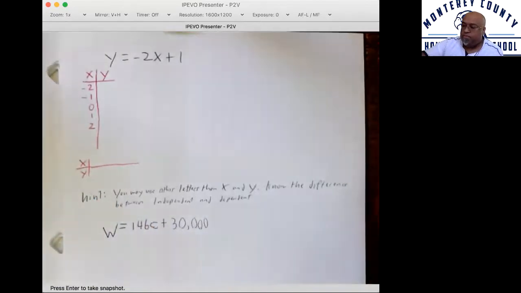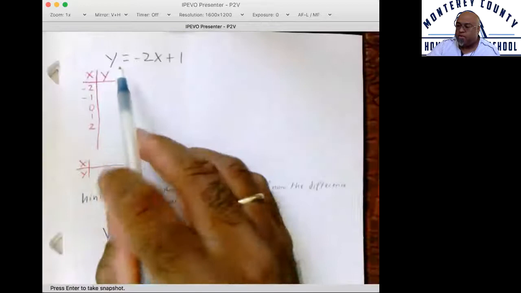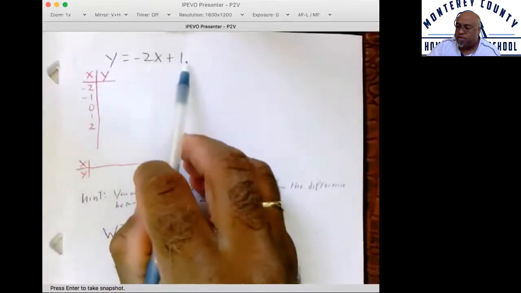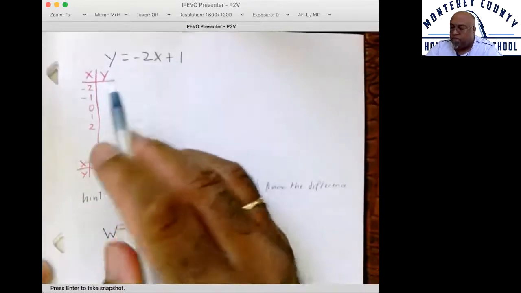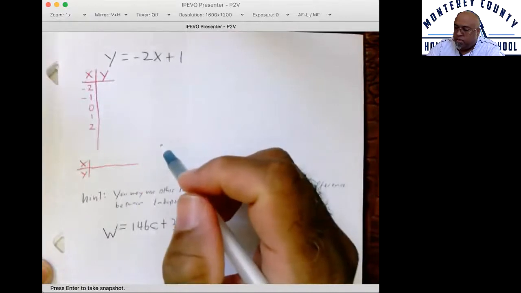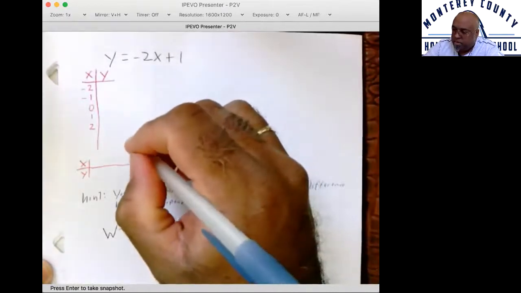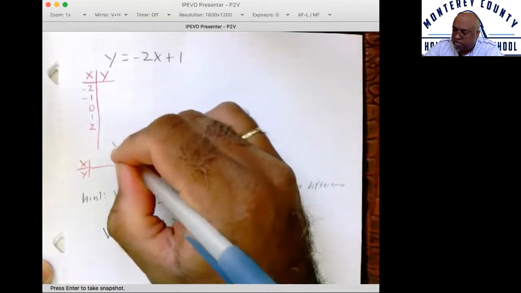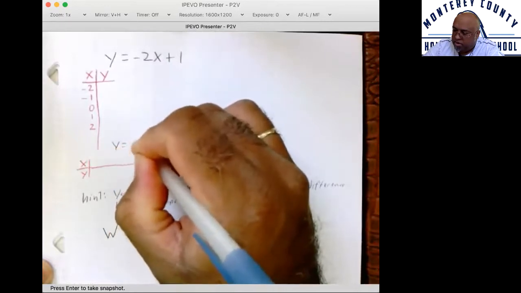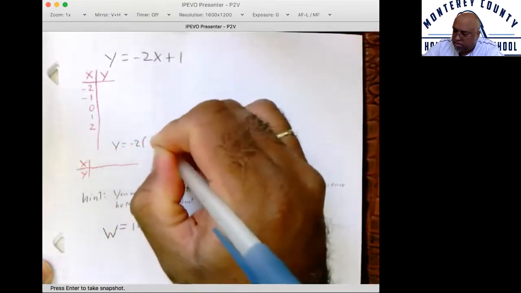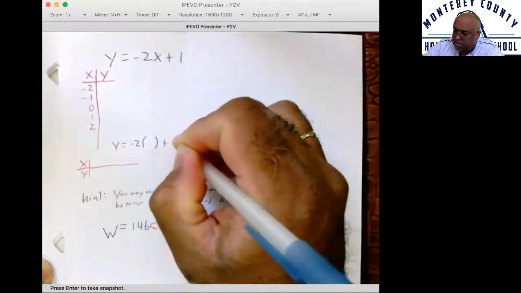So now let's use the equation here, y is equal to -2x plus 1, to solve this. If I do it this way, y is equal to -2 times the value of x plus 1.